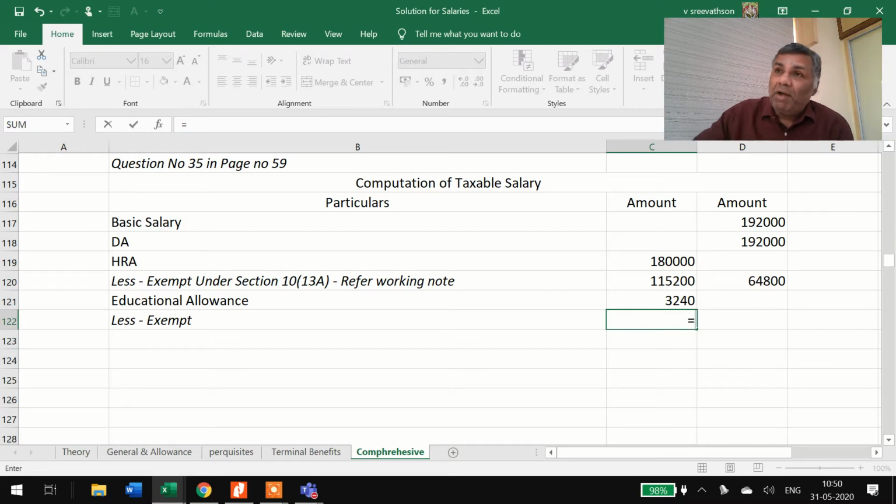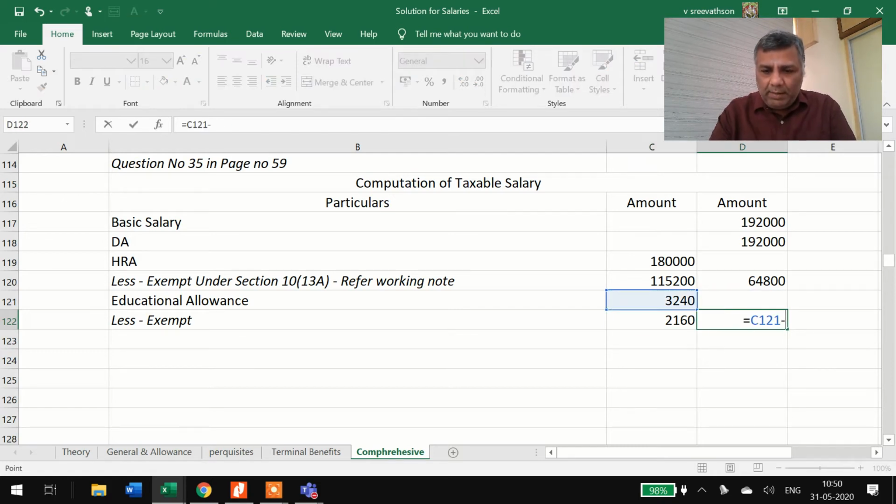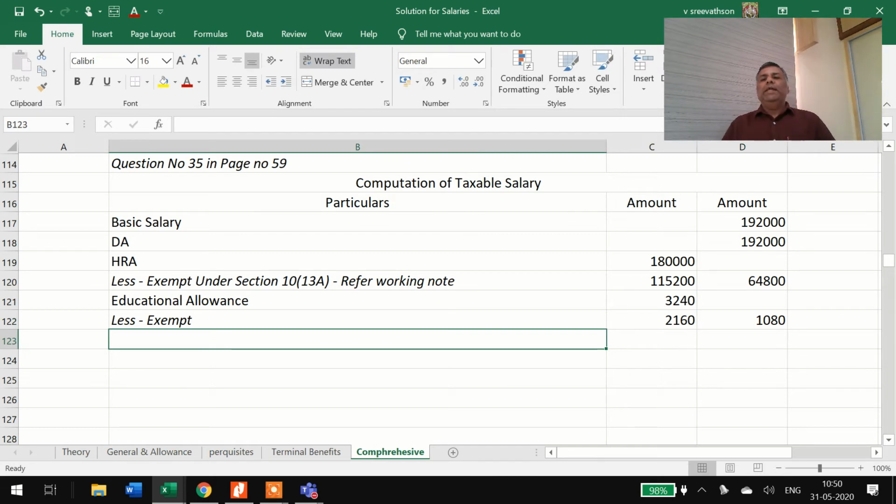Suppose what is given per child is 100, 100 is exempt. If 150 is given, 100 is exempt. If 200, 100 is exempt. What is given per child is only 90 rupees, so only 90 rupees can be claimed as exemption. When what is given is less than 100, that can only be claimed. So 90 into 2 into 12, the answer will be 1080.